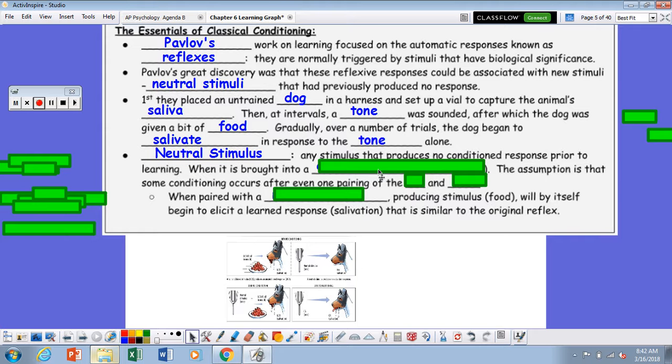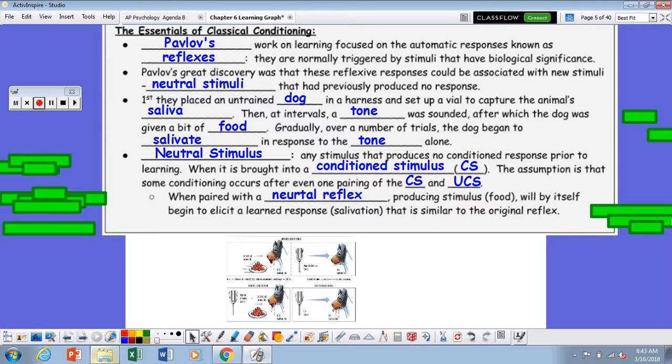A neutral stimulus is any stimulus that produces no conditioned response prior to the learning. When it's brought into a conditioned stimulus, or CS, the assumption is that the same condition occurs after even one pairing of the conditioned stimulus and the unconditioned stimulus. When paired with a neutral stimulus, a reflex-producing stimulus like food will by itself begin to elicit a learned response of salivation from its original reflex.